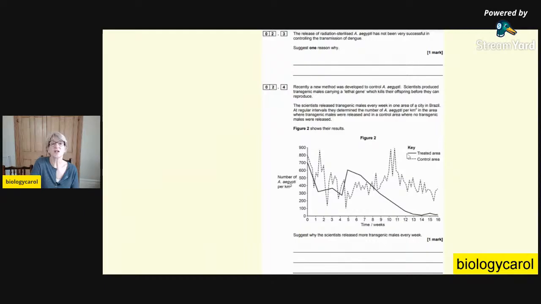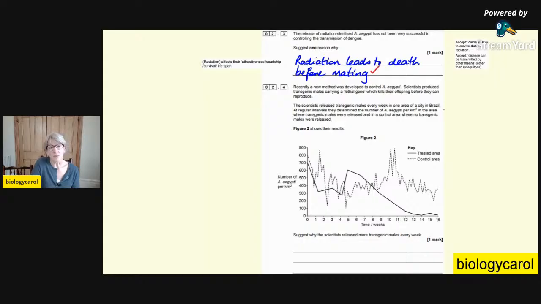The release of radiation sterilized mosquitoes has not been very successful. One reason why? Well, radiation isn't generally very good for any living organism. So this is what I put. Notice that it was important that I put that it kind of leads to death before any mate. No, actually it doesn't matter, does it? Because they're infertile. I'm being a dipstick, ignore me. Okay. Oh, well, I didn't write that. Oh, it affects their lifespan. So I got the mark because of lifespan. Yeah. Okay.